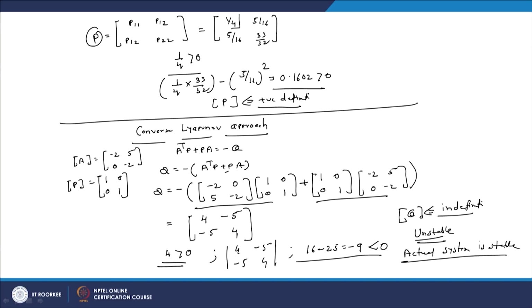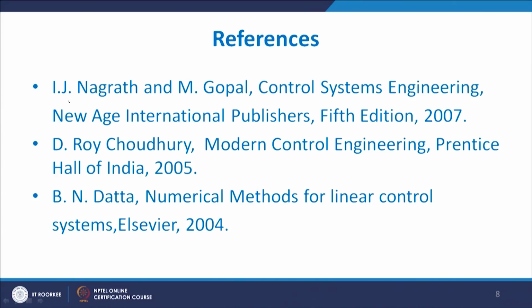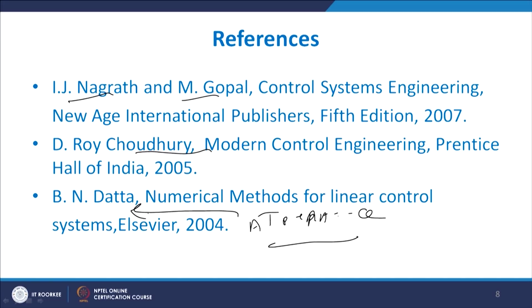Therefore, for any system, when we want to check the stability, we have to use the direct Lyapunov approach. We can't use the converse Lyapunov approach. That is, for some classes of problems, the converse Lyapunov approach may give an incorrect result. Now these are some references: Ajay Nagaraj, Gopal, D. Roy Choudhury, and we will find more applications of this A transpose P plus PA equals minus Q in B N Datta, and more applications are also given in this particular book.